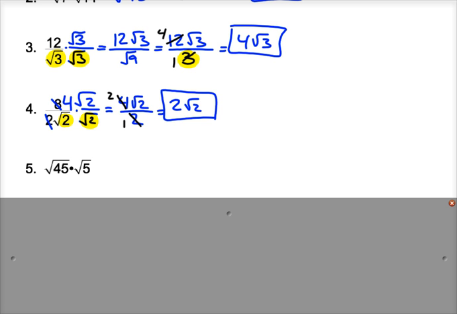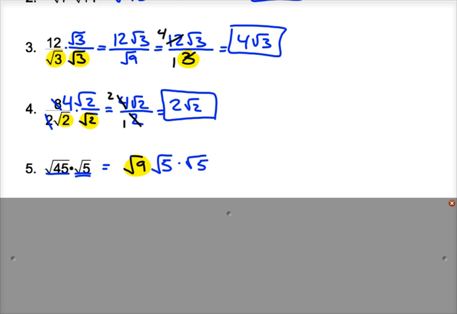Number 5, square root of 45, let's see, I don't know what it is, but I could split up the square root of 45 into a 9 and a 5, so I'm going to do that. So this part right here is a square root of a 9 times a square root of a 5. This second square root of 5, I don't know what it is, so I'm just going to recopy it down, square root of 5. And now let's start to simplify.